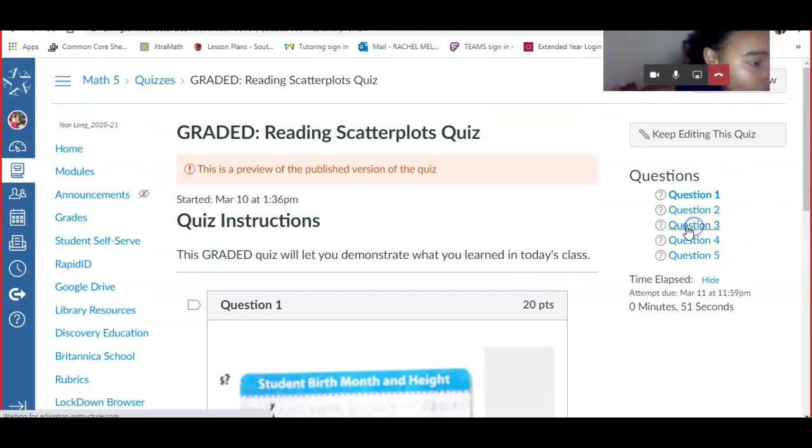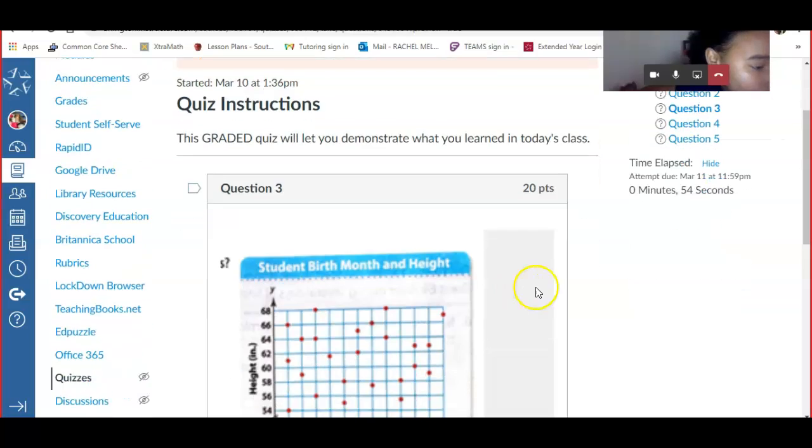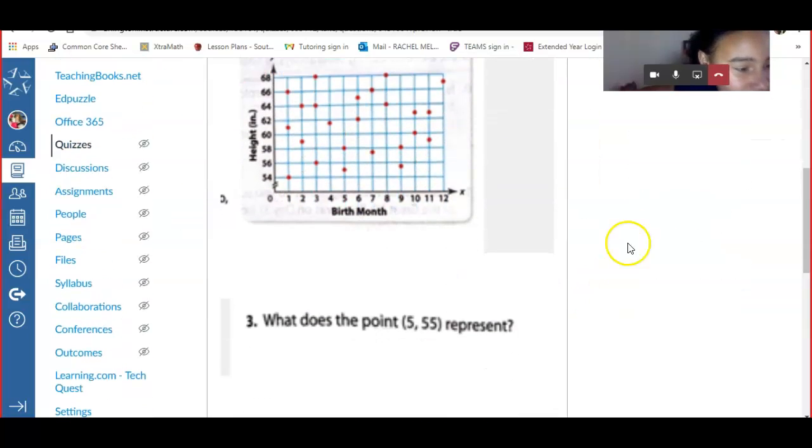Okay, then on number 3, I'm sorry, hold on just 1 second. You're getting too loud. Okay, in this room, you're getting too loud. Lower it a little.